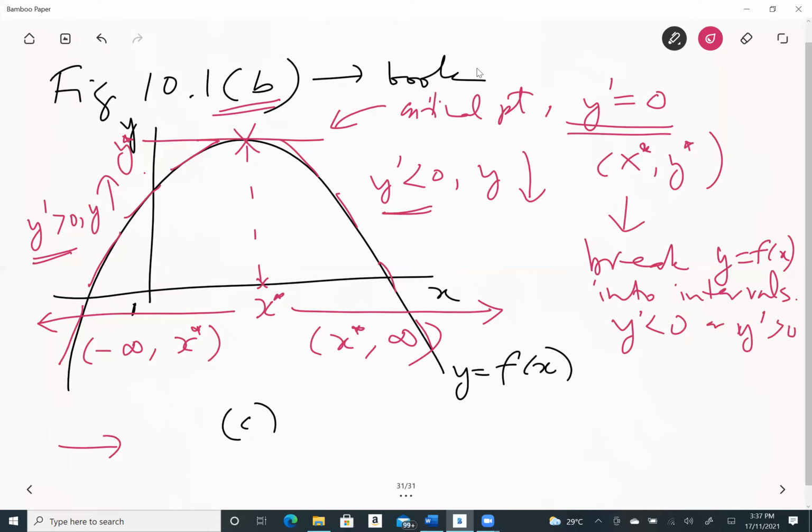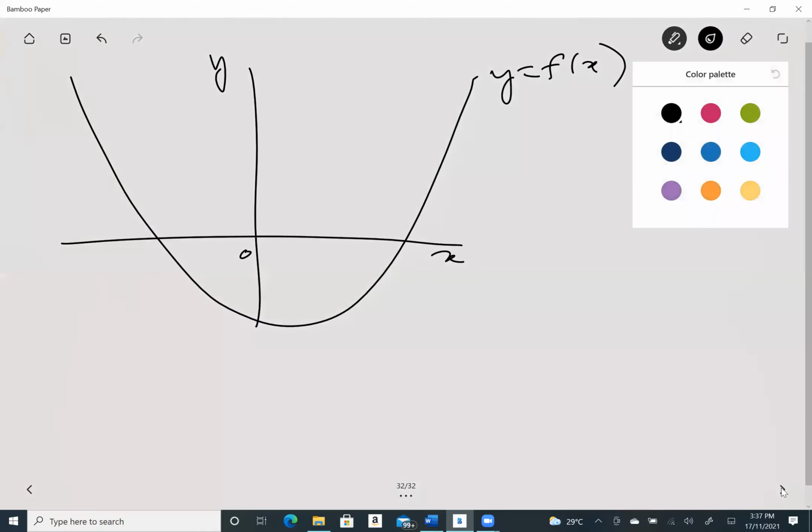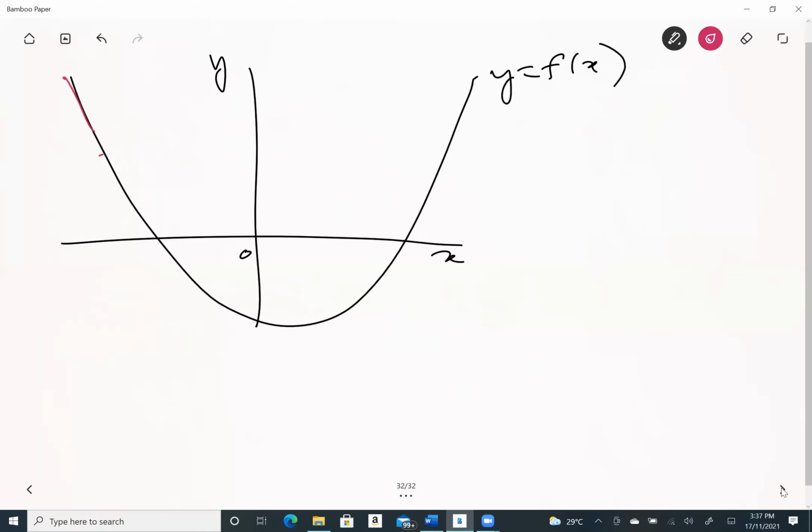Positive. Okay, good. So if you can see there, it's just the opposite of what we had. I just draw. Over there, you will see something like this. The line is going down like that. On the left side, you can see clearly. You just draw some. These are negative, y prime negative.